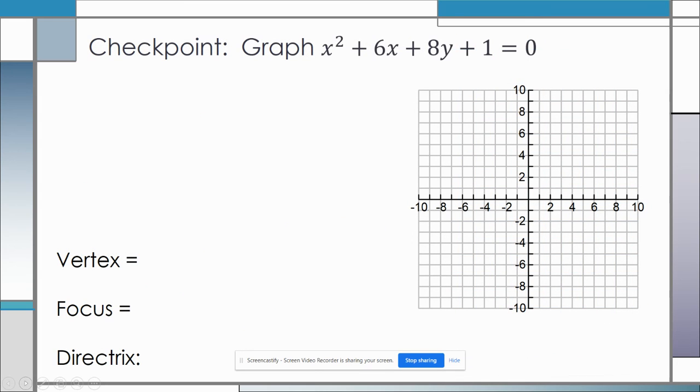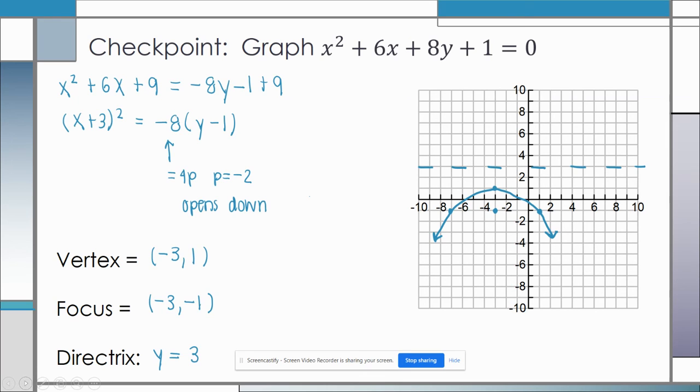So take a second, pause the video, see if you can at least get this graph into standard form, and then also, if you want, you can graph it. So pause it, try that. So hopefully we get the equation x plus 3 quantity squared equals negative 8 times y minus 1. So notice that we had an x squared term. That means it opens up or down. Because the value that's in front of the non-squared term is negative, it's opening down.